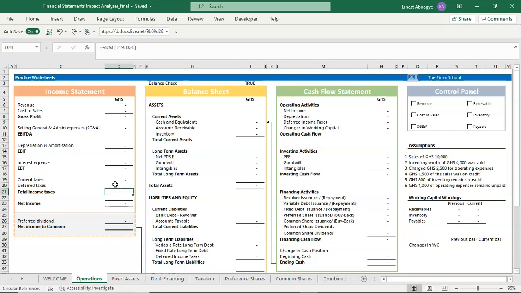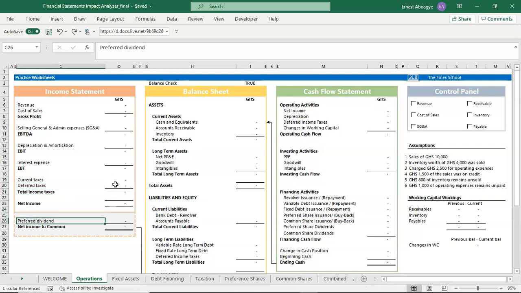So in essence, we have looked at the depreciation and amortization, which is the write-off of a fixed asset. We have looked at the interest expense. We have looked at the current taxes and then the net profit.